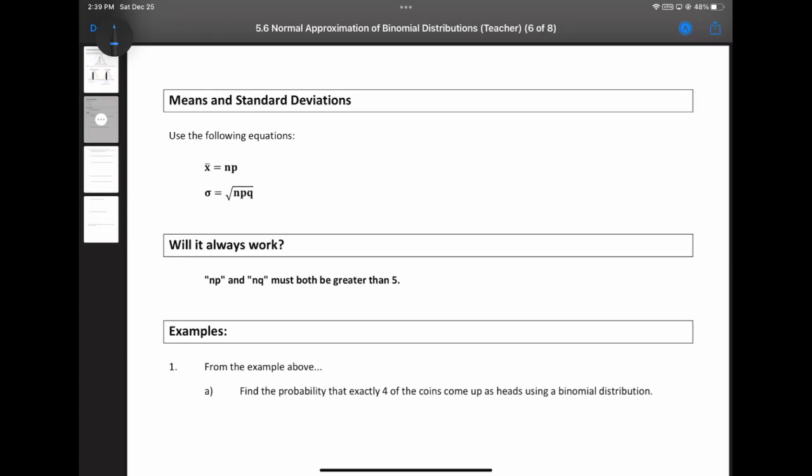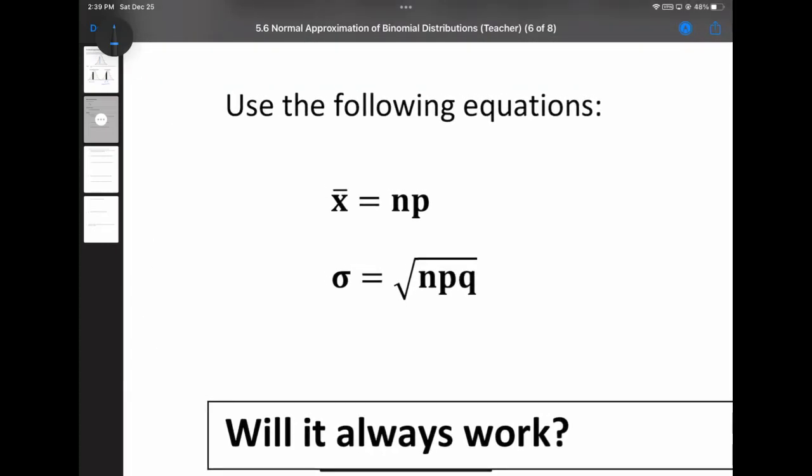Well, as it turns out, we can actually figure out what values to use for our variables for a normal distribution using the variables from the binomial. So remember that n is the number of trials, p is the probability of success, q is the probability of failure. So that was the binomial stuff. And if we want to convert it over, we can say that the mean x bar is equal to np.